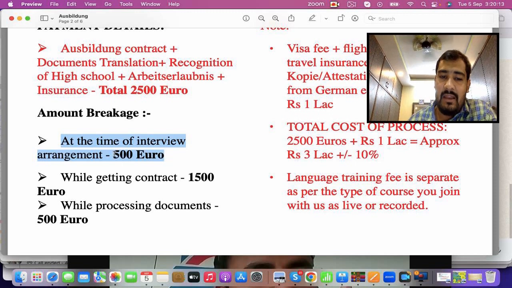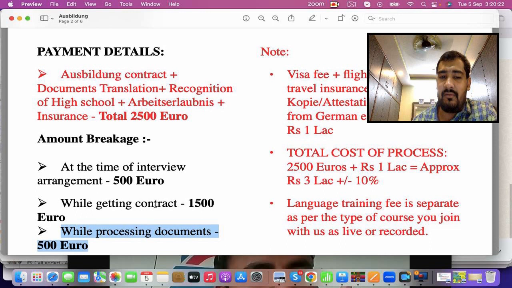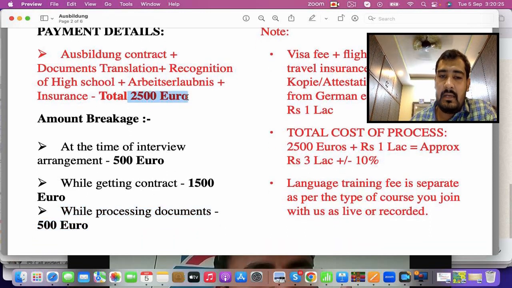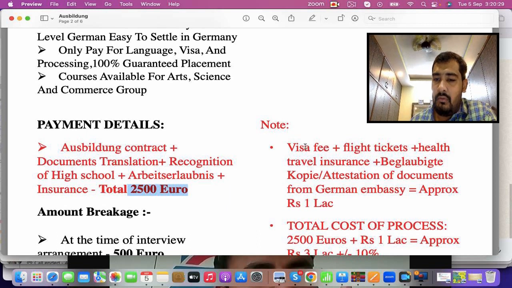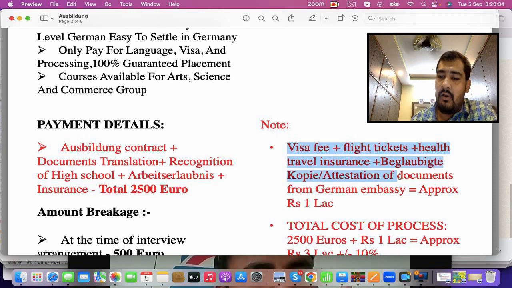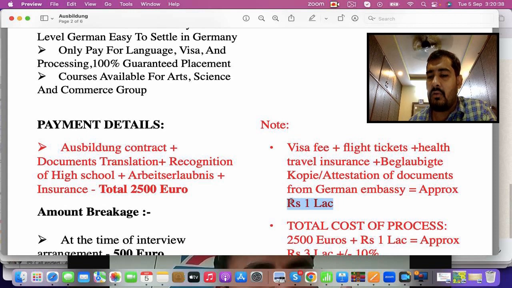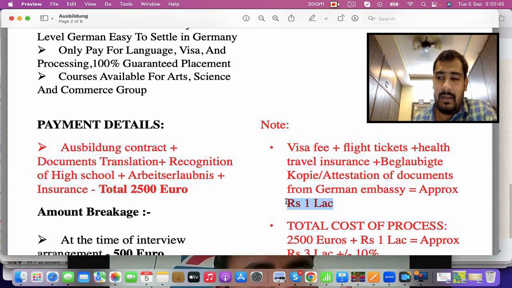So the first amount is 500 euros, which you have to pay at the time of interview arrangement. While getting the contract, the remaining 1500 euros, and while processing the documents after that, the remaining 500 euros. That's the total breakup of this 2500 euro amount. Apart from this 2500 euros, there are the visa fee, the flight tickets, the health travel insurance, right, and the attestation of documents from the BFS and everything. I've just given you a rough amount of 1 lakh rupees, because it depends. If you are coming from Kanyakumari and your flight is from Delhi, then obviously the flight and travel amount will be more.